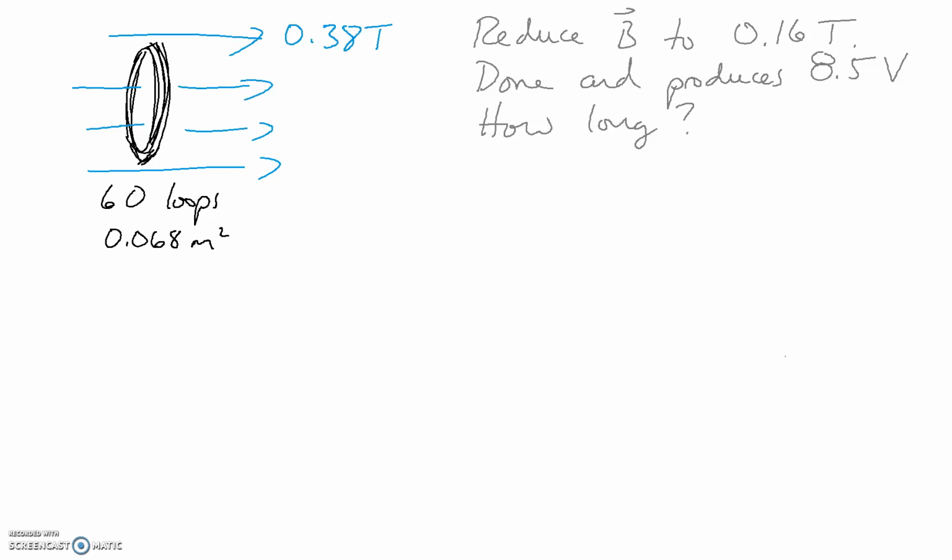Because if I go to my core expression, induced EMF is equal to negative change in flux divided by change in time. And we will actually be incorporating that N that we had before. That's also going to be in here, since we have more than one loop. So I need to find my change in flux, and I have my induced EMF to get my time. So we'll piece things together here. Let's just start by finding our fluxes.